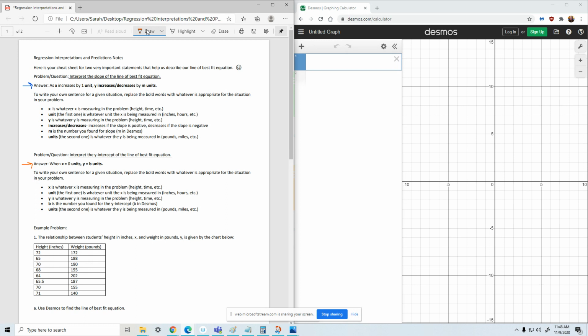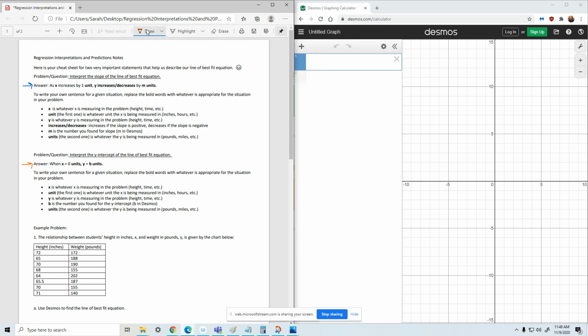If you're asked to interpret or talk about the meaning of the y-intercept of the line of best fit equation, you're going to use the sentence that's being pointed at with the orange arrow. That says when x equals 0 units, y equals b units. Remember, when you're thinking about y-intercept, that means where your graph is crossing the y-axis, so x is automatically 0. Again, x and y are just referring to what x and y are measuring in the problem. The first units is whatever units x is being measured in. The second units is whatever y is being measured in. And then b is the b number that Desmos gives you, the y-intercept.